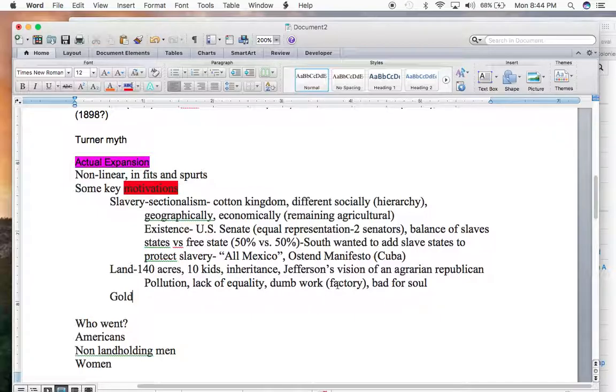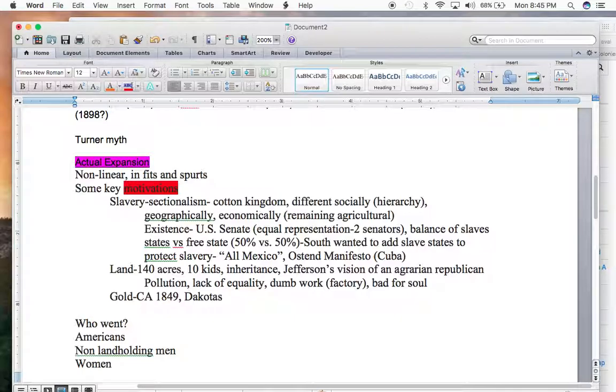And then finally, of course, is gold. Doesn't get any more simple than that. And that, of course, took place in the California gold rush of the late 1840s, the 49ers, as well as in the Dakotas.